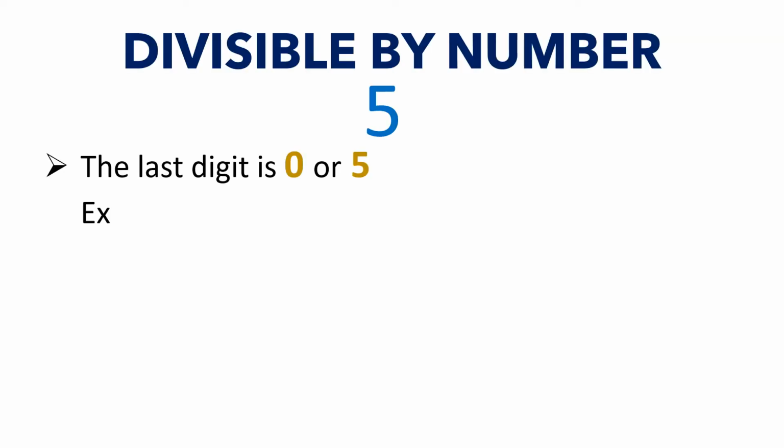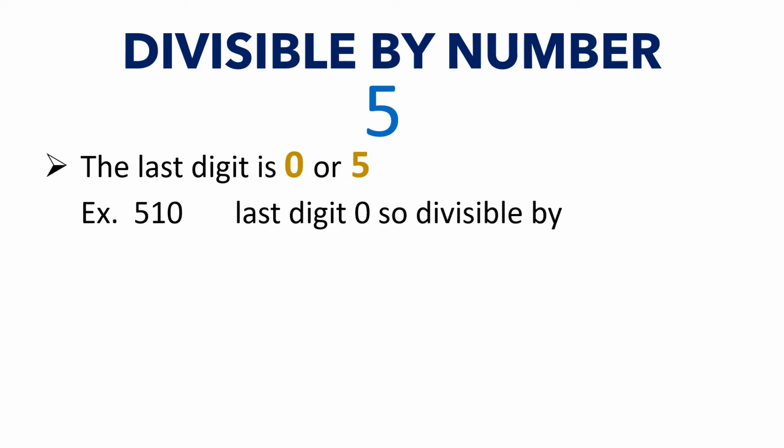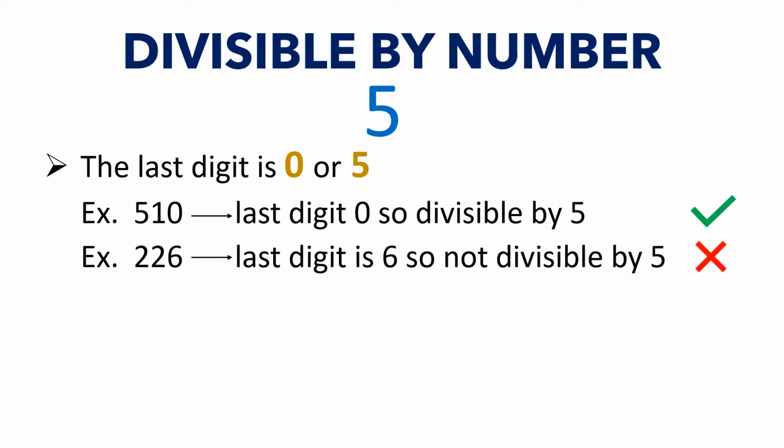Divisibility rule for 5. The last digit of the number is either 0 or 5. Let's see an example. 510 is divisible by 5 as the last digit is 0. 226 is not divisible as the last digit is 6.